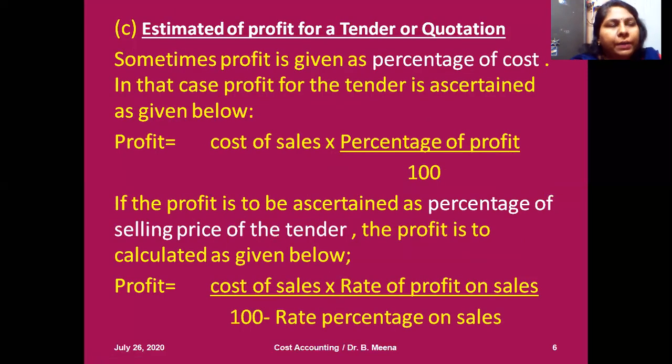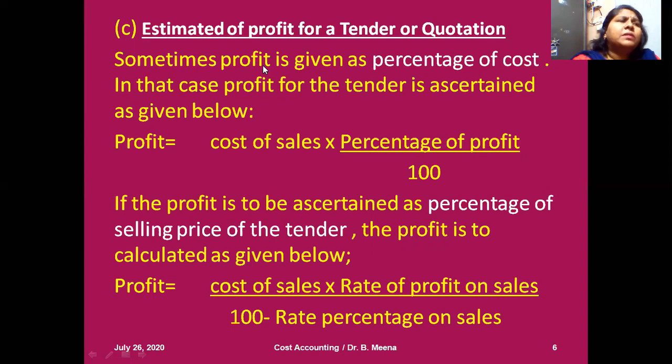Once we calculate the percentages, I will explain this slide. This is the calculation to calculate the profit for a tender or quotation. Once I calculate the total cost, if I'm going to accept this work, that is the tender, it means what could be my expected profit after estimating my total cost. So the profit for the tender or quotation will be calculated based on the information in the problem.